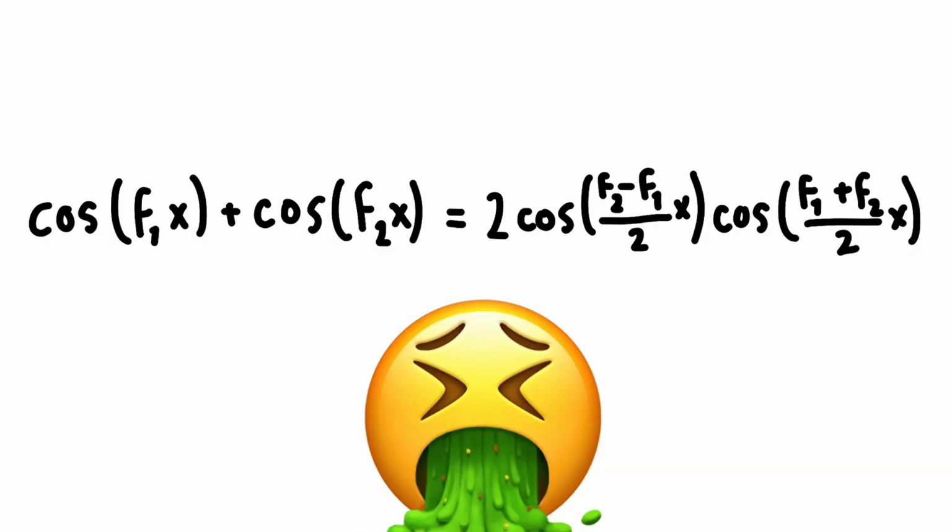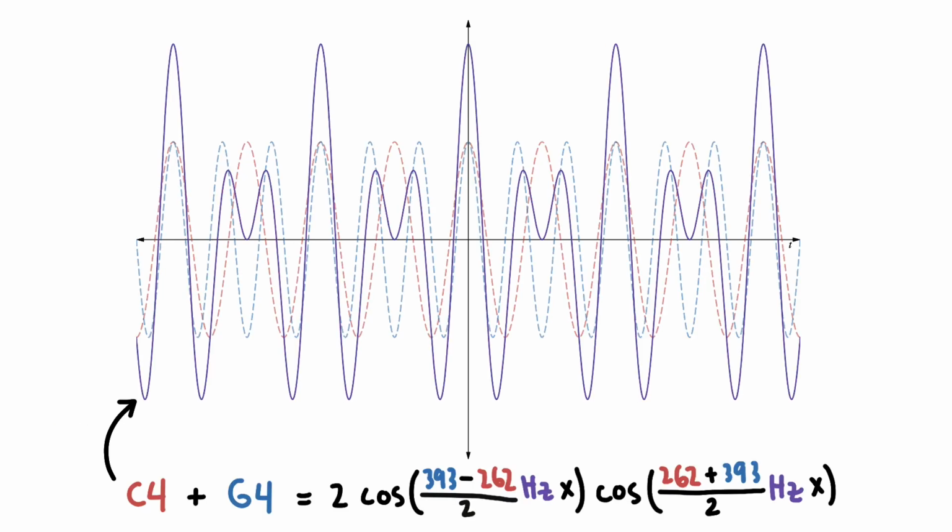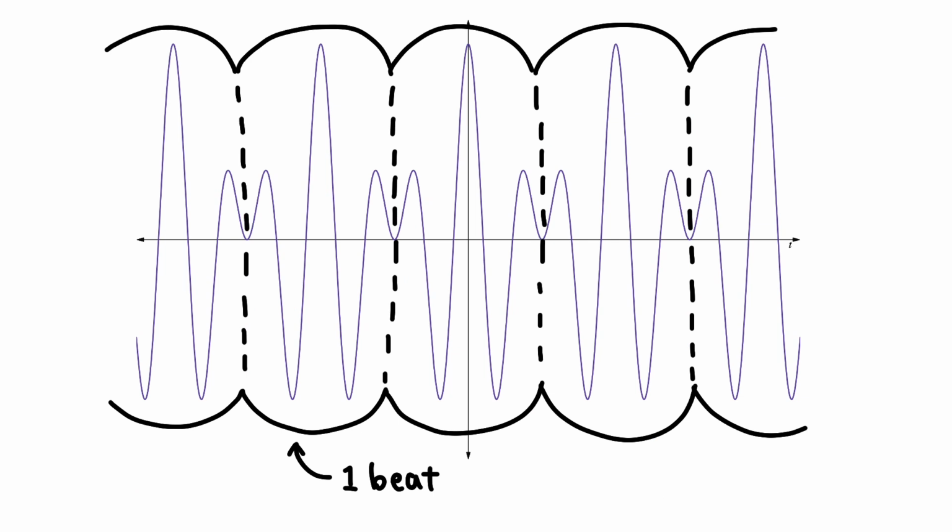There was this thing you probably had to memorize for an exam that went cosine of f1x plus cosine of f2x equals 2 times cosine of (f1 plus f2)/2 x times cosine of (f2 minus f1)/2 x. This sum to product identity tells us when you play two notes, say C4 and G4 again in the same space, they add to give a resultant sound wave that looks like this. These wave lumps with another wave inside are the acoustic beats.